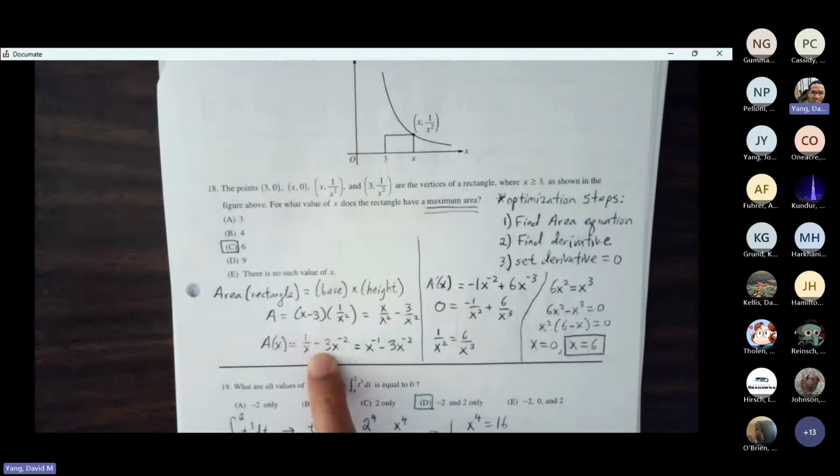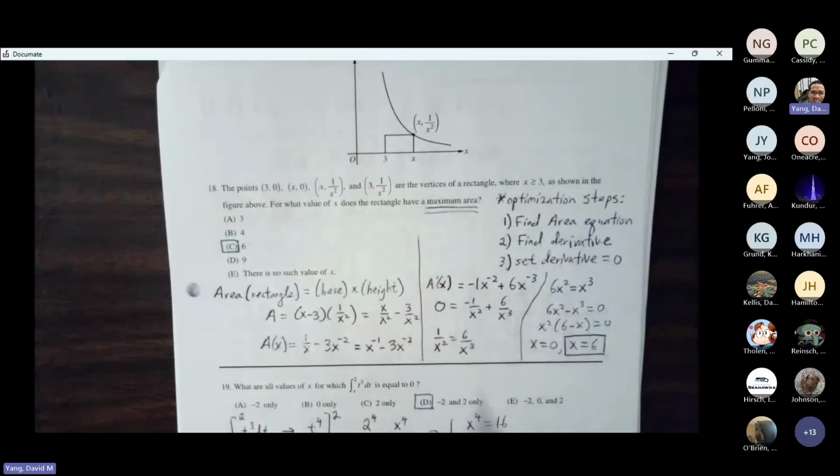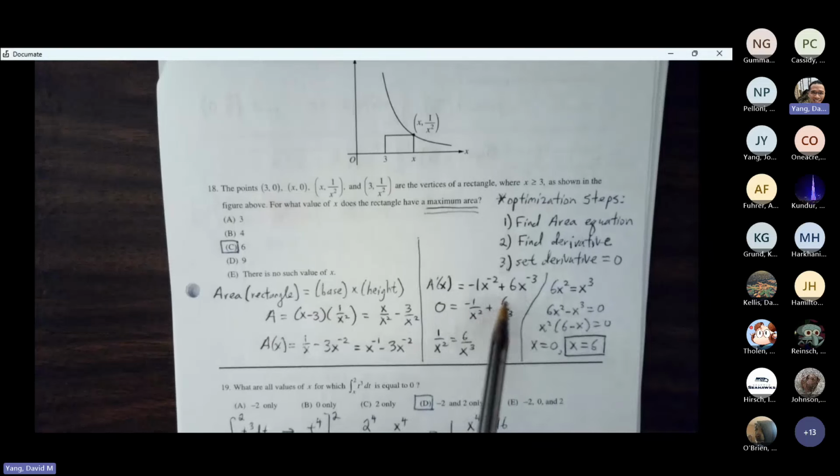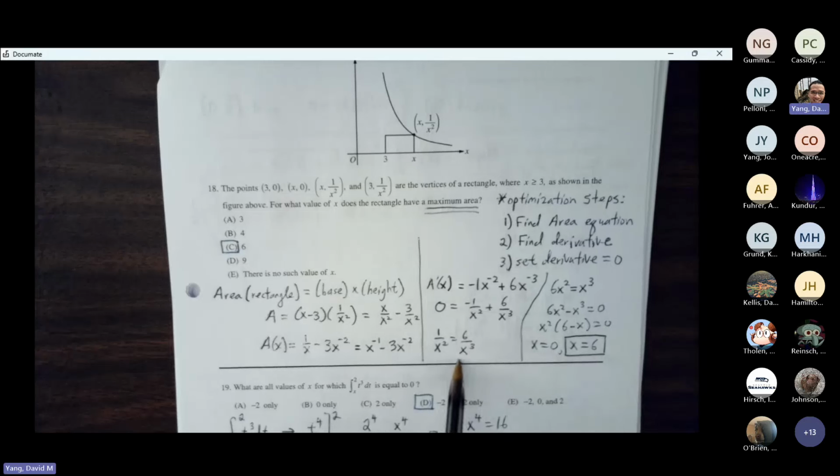ready for power rule, find the derivative. Like x to the -1 becomes -1x to the -2. 3x to the -2 becomes -6x to the -3. We set the derivative equal to 0, and then we just solve for x.